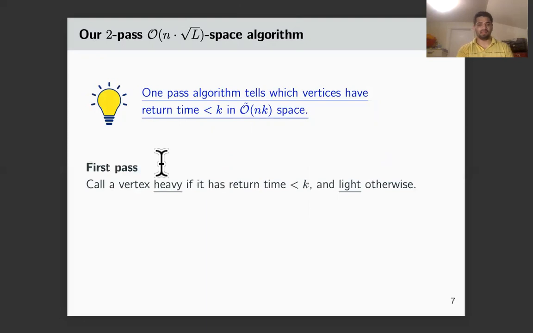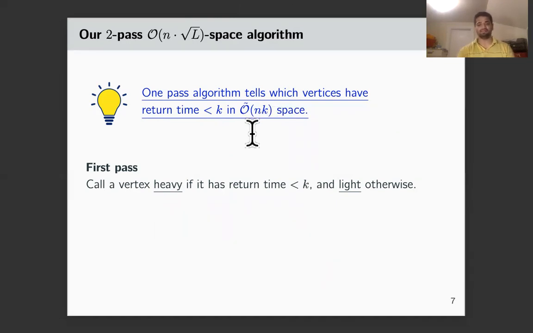And in the first pass, we shall know all the vertices that have return time less than K. We'll call these vertices the heavy vertices. And all the vertices that have a return time of at least K will be the light vertices. We can figure these out in order nk space. And this will be the first pass.